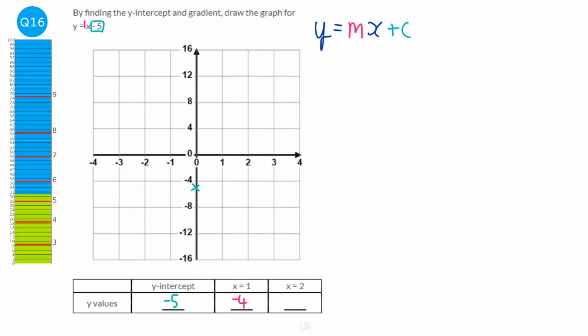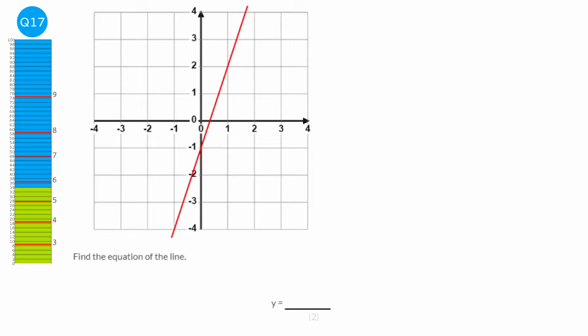So it's going to go up 1, and then up another 1 for every 1 it goes to the right. So it's going to be at -4 here, and then it's going to be at -3 here. And let's draw in that graph and make sure that the line goes for the full graph. So it's going to go somewhere like this.